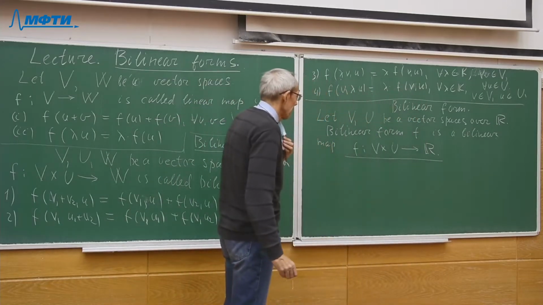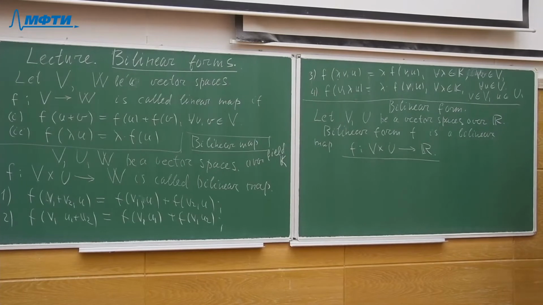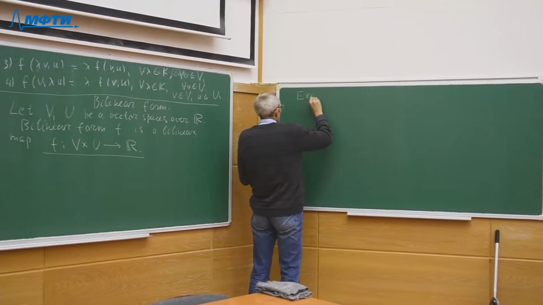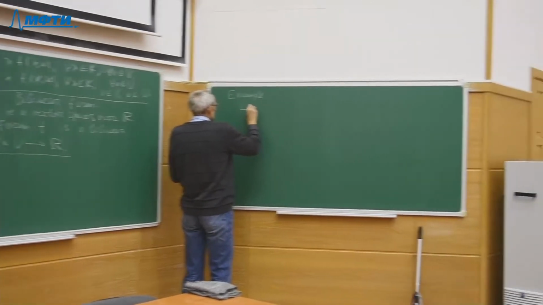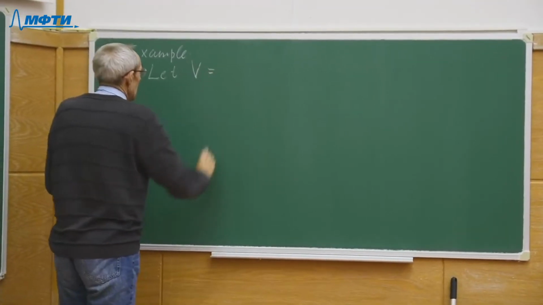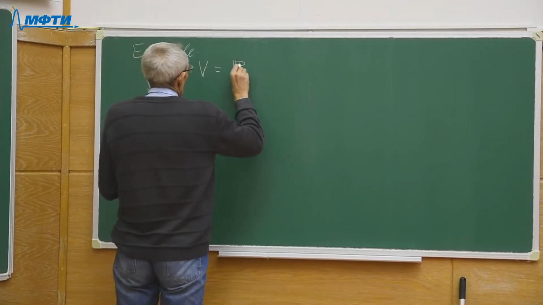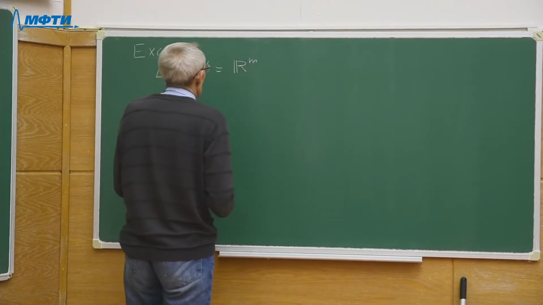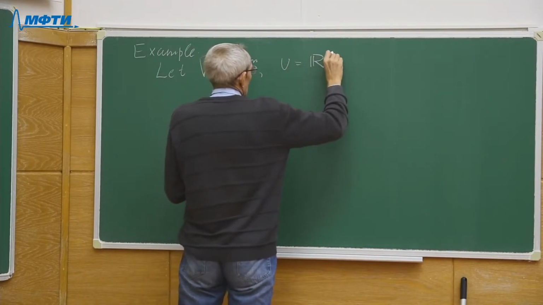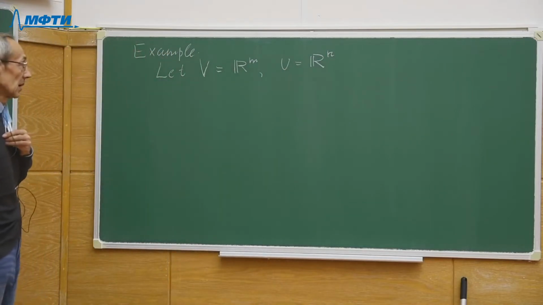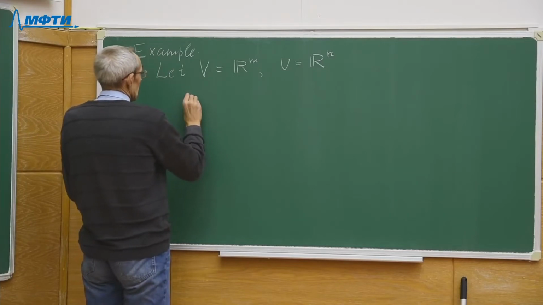We can consider some example of such a bilinear map. For example, let V be the vector space R^m and U the vector space R^n. Let's consider some matrix A.